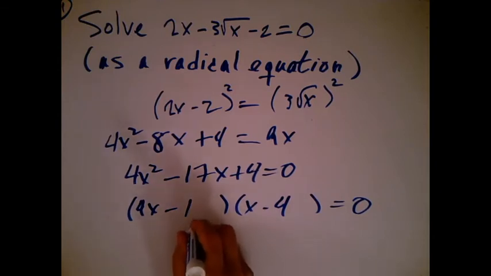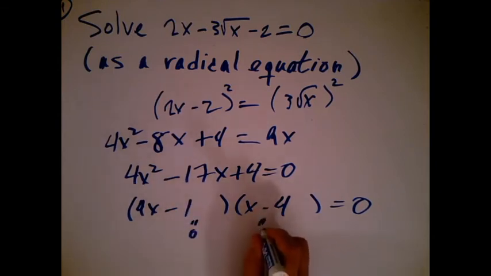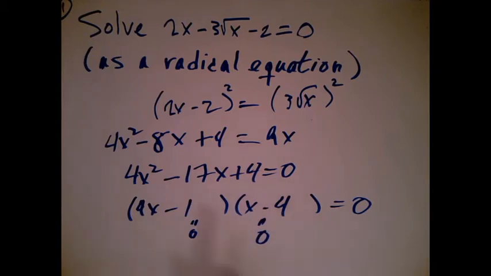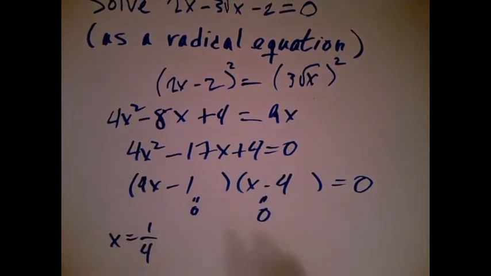Now if I set this piece equal to 0, and this piece equal to 0, and remember, the reason you're doing that is you're multiplying two things together to get 0. One of them's got to be 0, right? The first one tells us that x can be a quarter, or x equals 4.